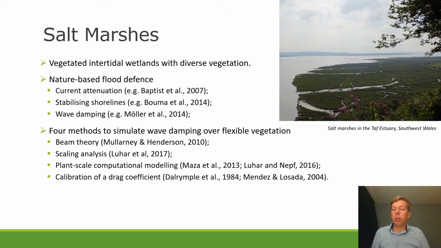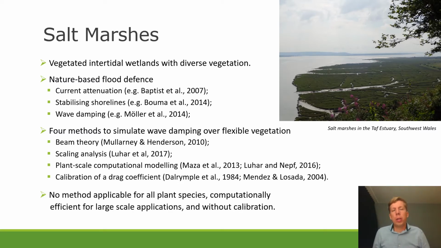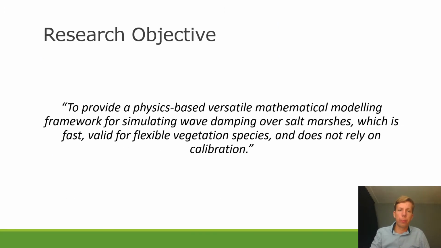So the method that's actually used most commonly in practice is the calibration of a drag coefficient. The same assumption of rigid vegetation is made, but the drag coefficient is then calibrated to correct for the assumption of rigid vegetation. But it has been shown that this drag coefficient can differ by 2 orders of magnitude, so it's very sensitive. And there is then no method currently that's applicable for all plant species, computationally efficient for large-scale application, and doesn't rely on calibration. The objective of this research is to provide such a modeling framework that is both fast, can be applied for all flexible vegetation species, and does not rely on calibration.